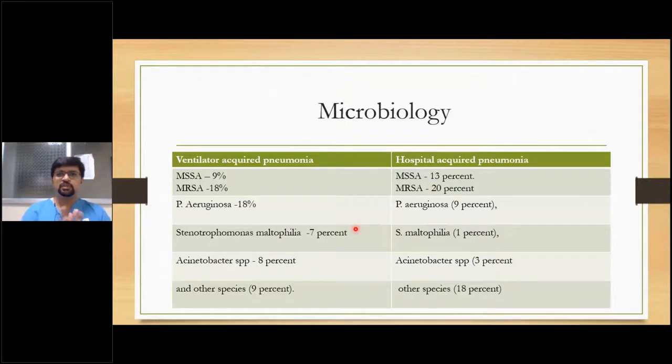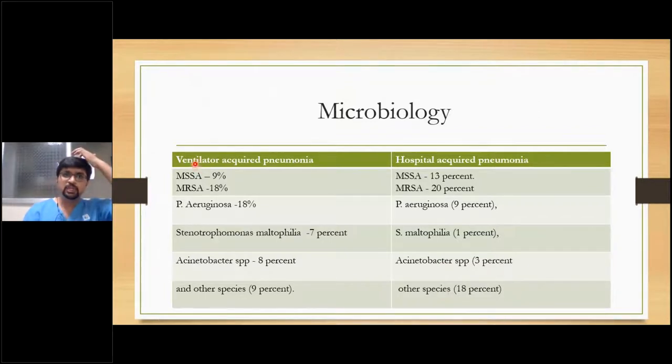So just a table summarizing the commonest organisms. Coming to hospital-acquired pneumonia, I'll go to the right side first. In hospital-acquired pneumonia, the commonest organism is staph aureus, MSSA accounting for 13%, MRSA accounting for 20%. Among the other organisms, Pseudomonas aeruginosa is 9%, Stenotrophomonas maltophilia is around 1%, Acinetobacter constitutes around 3%, and other species constitute around 18%.